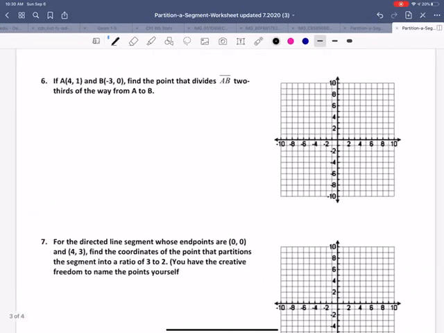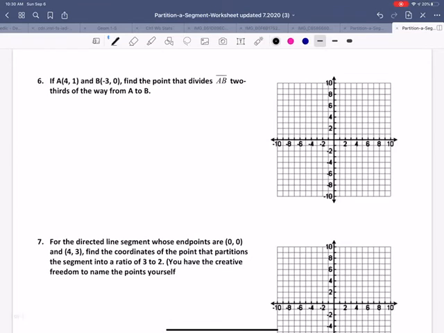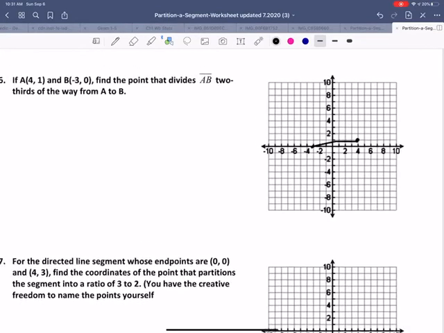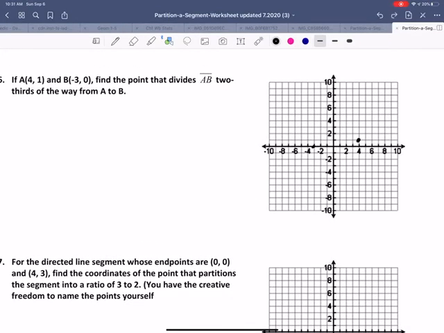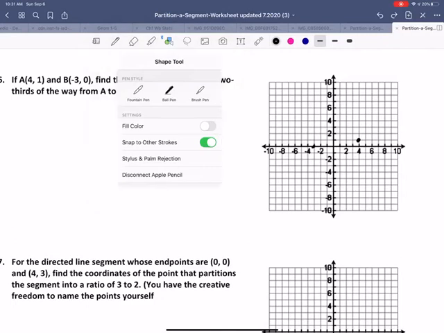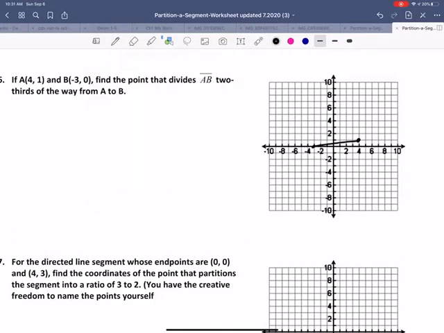Okay. Let's take a look at the next one. It says A is (4, 1). B is (-3, 0). So let's use our straight edge. Oh, I didn't go very straight, did I? Try again. Okay, that's a little bit better. Now it says if A and B are these two coordinates, find the point that divides A and B into 2/3.